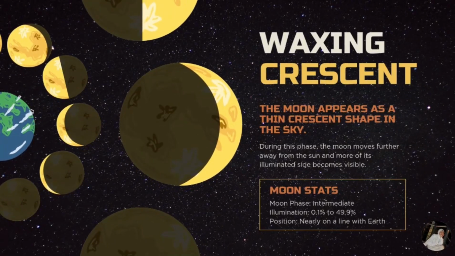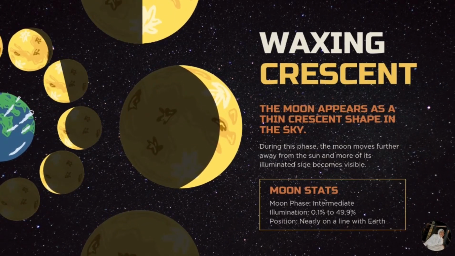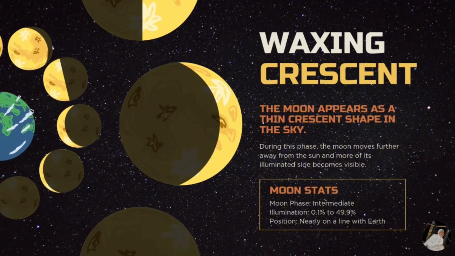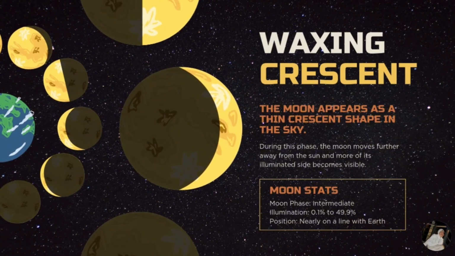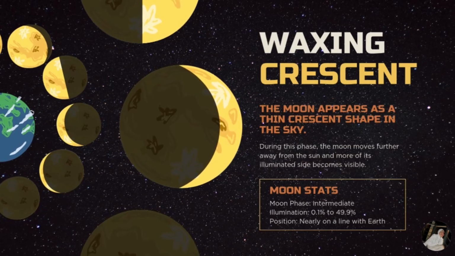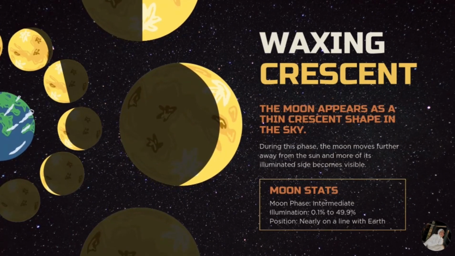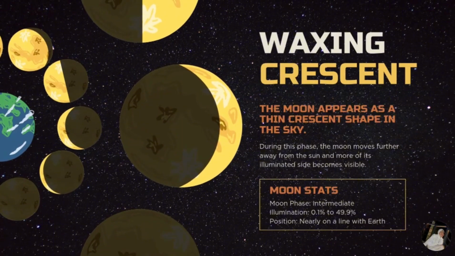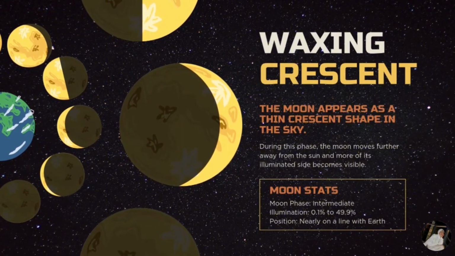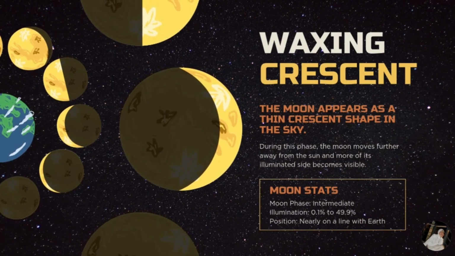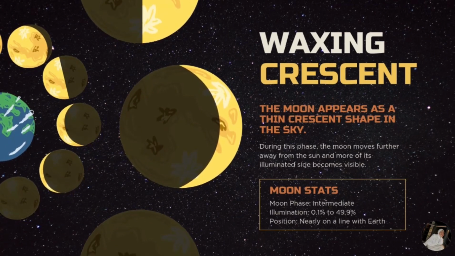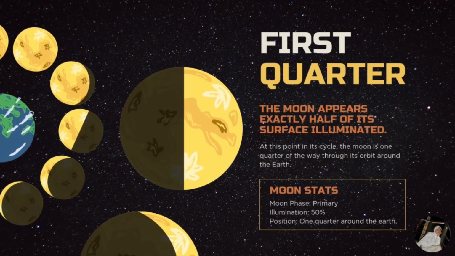Next is waxing crescent. The Moon appears as a thin crescent shape in the sky. During this phase, the Moon moves further away from the Sun and more of its illuminated side becomes visible. For Moon state, phase is intermediate, illumination 0.1% to 49.9%. For position, nearly on a line with Earth.